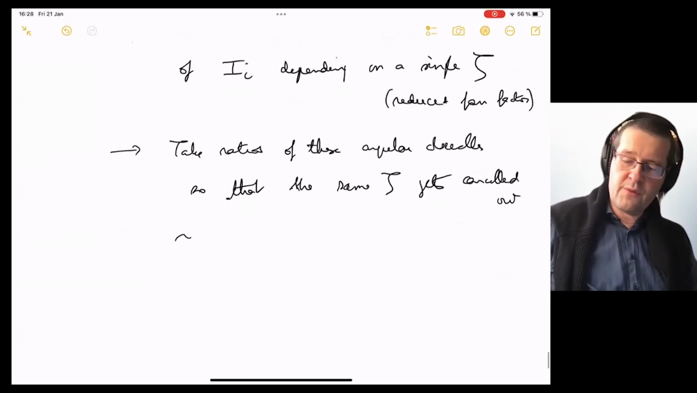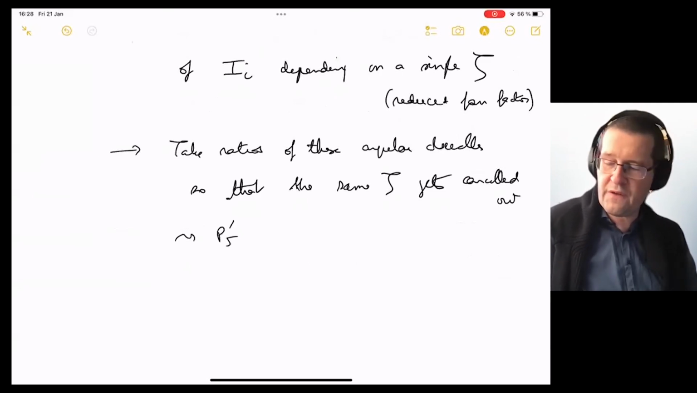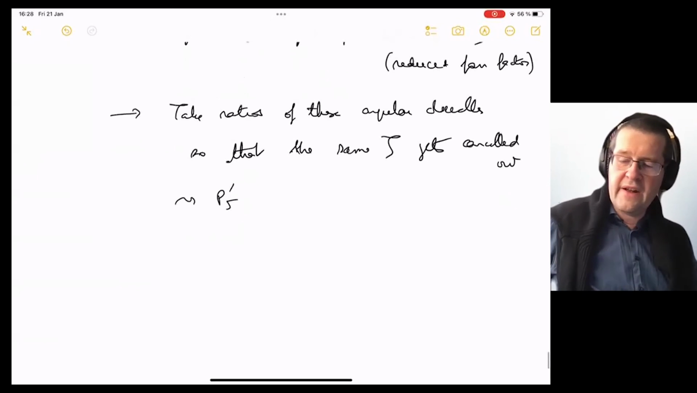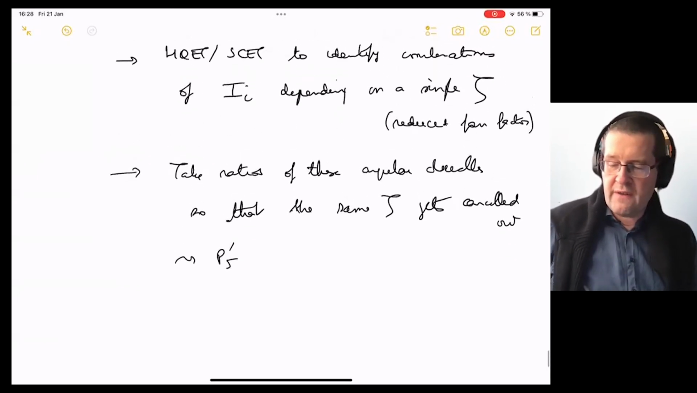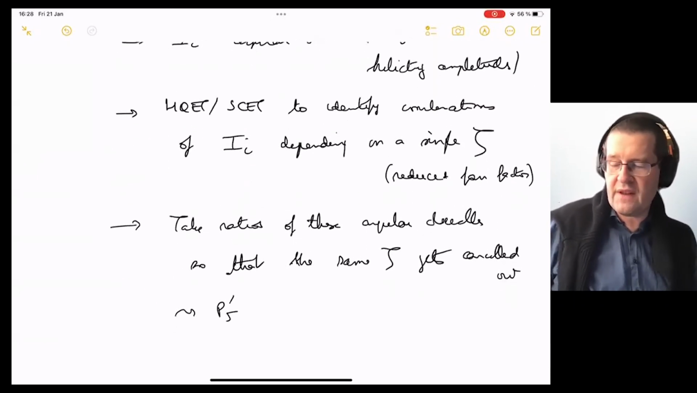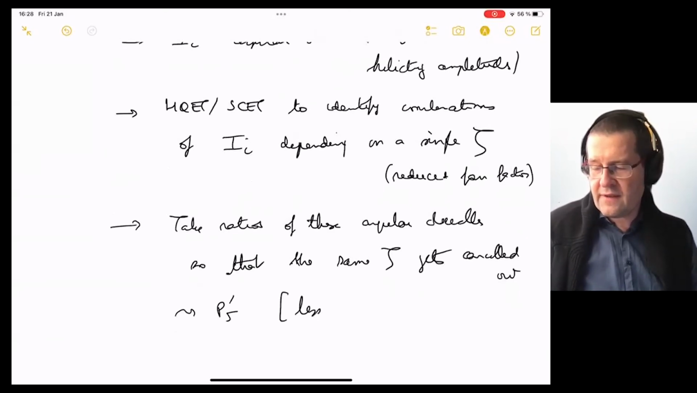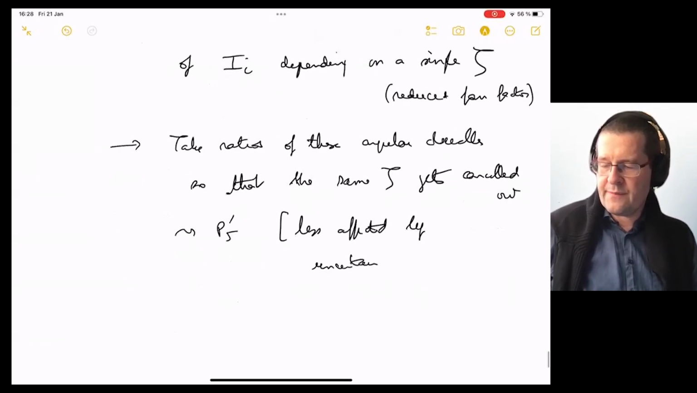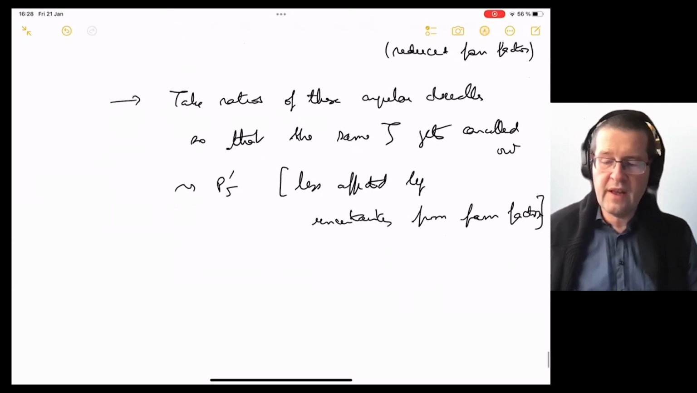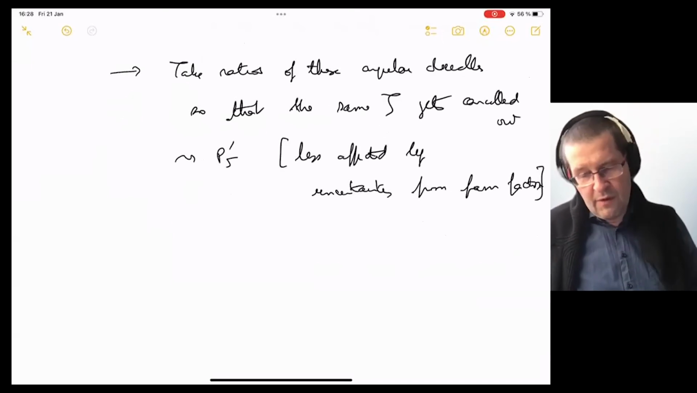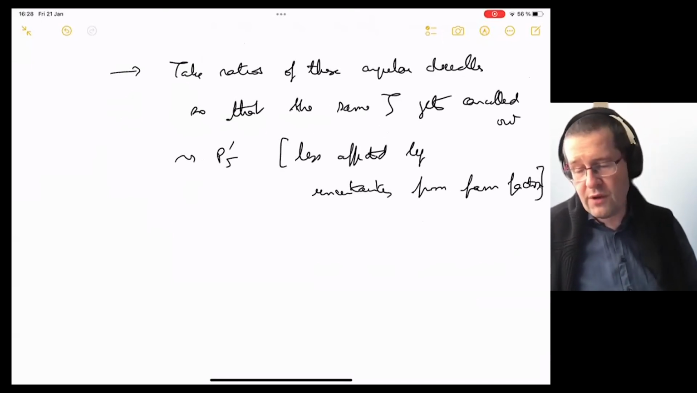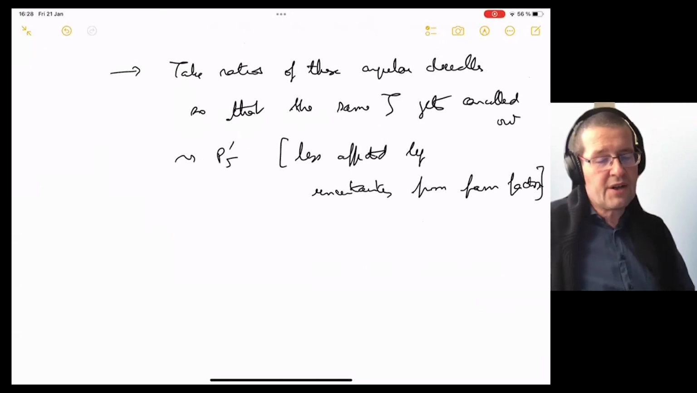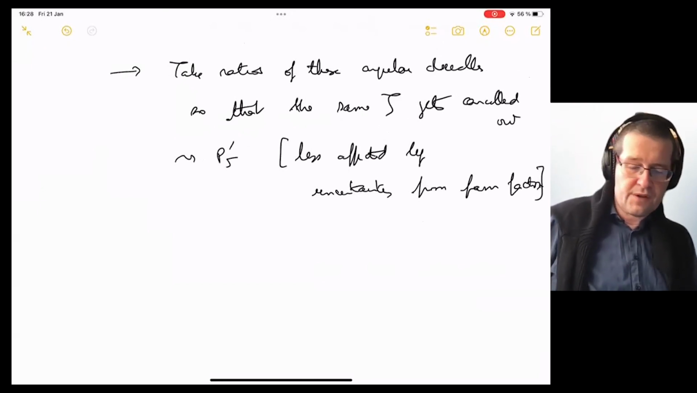And so among the many observables that you had, I showed you P5 prime, and I told you that it was some kind of improved observable compared to the initial angular observable, and it's improved in that sense. It's less affected by uncertainties from form factors. You do have a limit where there are no uncertainties from the form factors. Obviously, you've got corrections to this limit, but P5 prime is less affected, and you can build other angular observables similarly that are less affected by this kind of uncertainties.